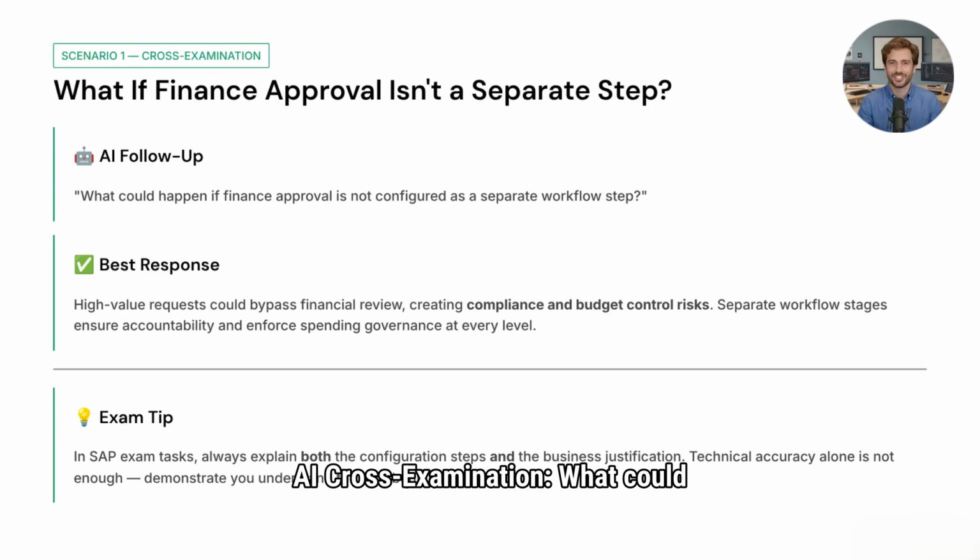AI cross-examination. What could happen if finance approval is not configured as a separate workflow step? Candidate response. High-value requests could bypass financial review, creating compliance and budget control risks. Separate workflow stages ensure accountability and spending governance. Exam Tip. In SAP exam tasks, always explain both configuration steps and business justification.